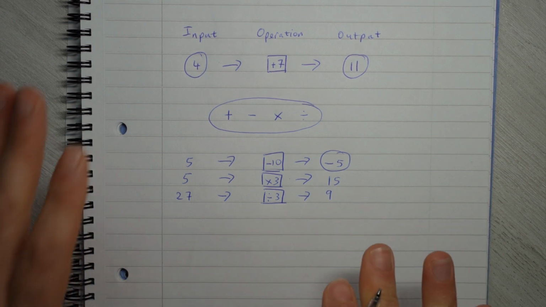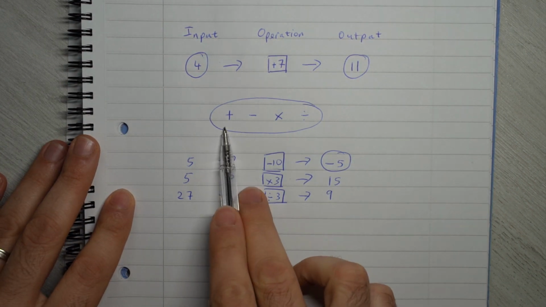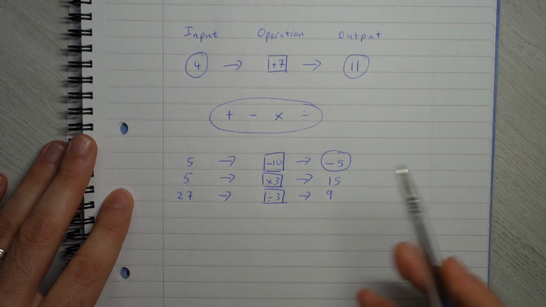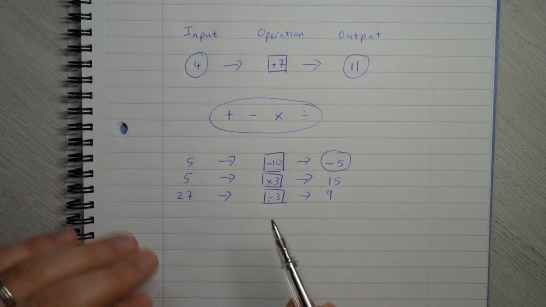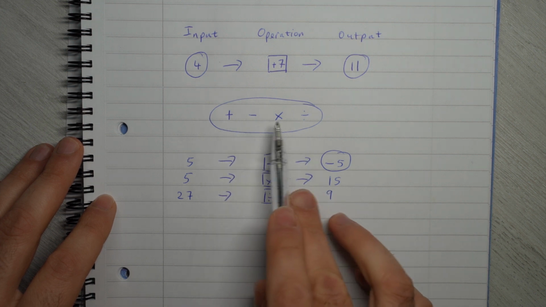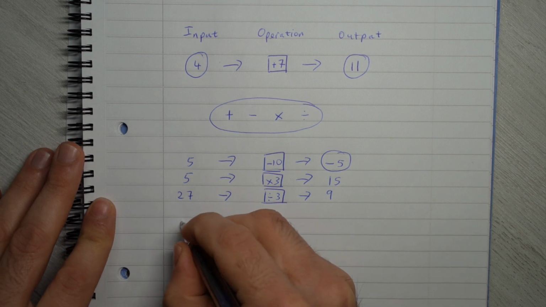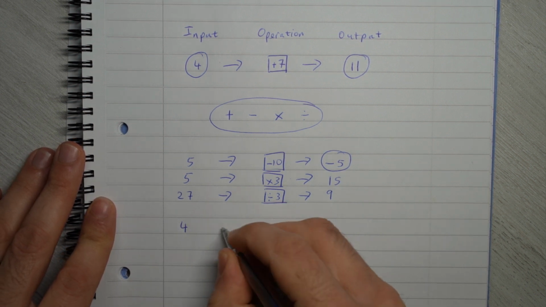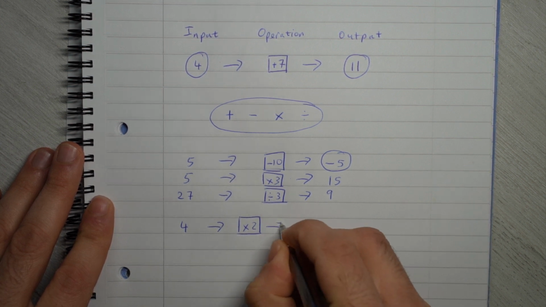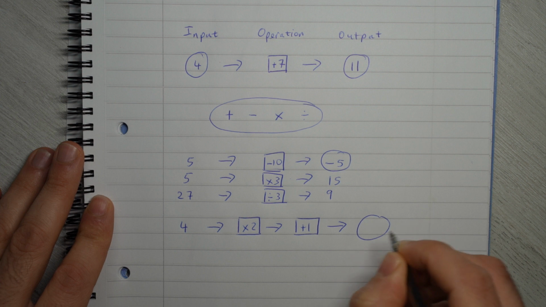These are function machines. When we have the input, the operation, either plus, minus, times, or division, and then we get the output. However, sometimes we have more than one operation. Here we have one operation, as I told you, but sometimes we can have more than one operation. Let's say, for example, we have 4 as an input. The first operation is multiply by 2. The second operation is plus 1, and we need to find the output.